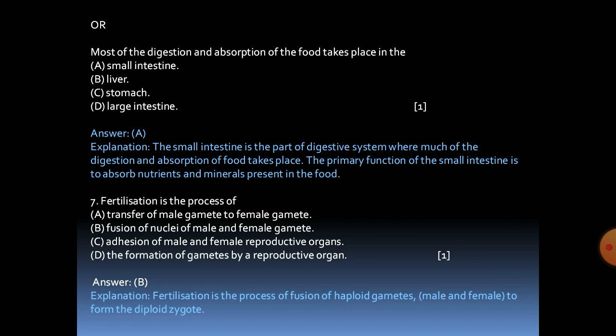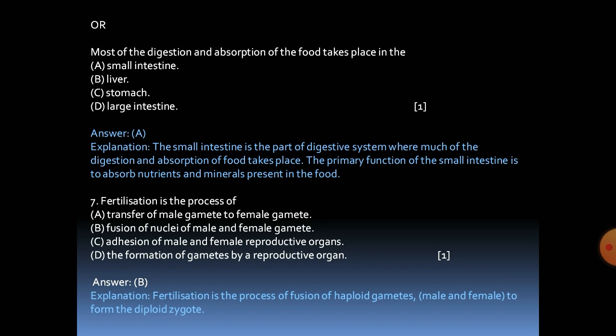Next question is question number 7. Fertilization is the process of: option A, transfer of male gametes to female gamete; B, fusion of nuclei of male and female gamete; C, adhesion of male and female reproductive organs; option D, the formation of gametes by a reproductive organ. So the correct answer will be option B, because fertilization is the fusion of male and female gamete.